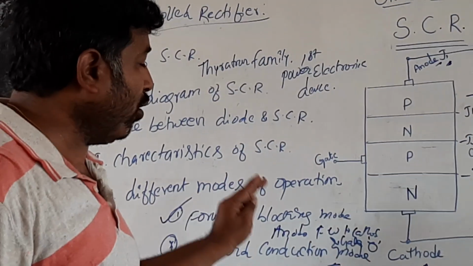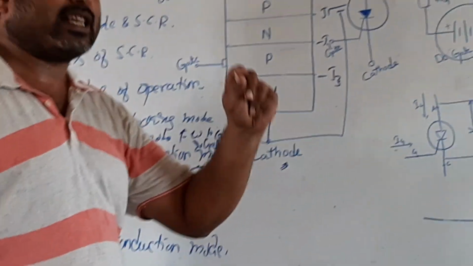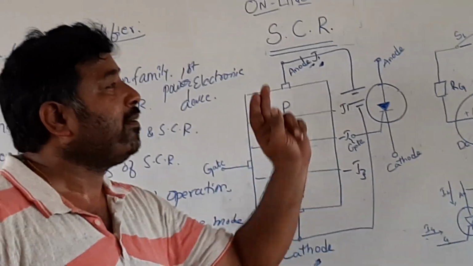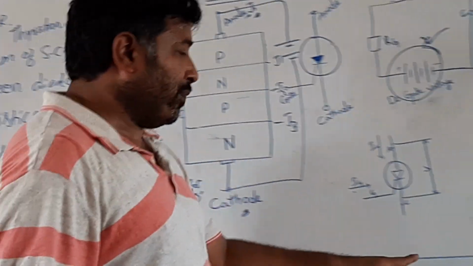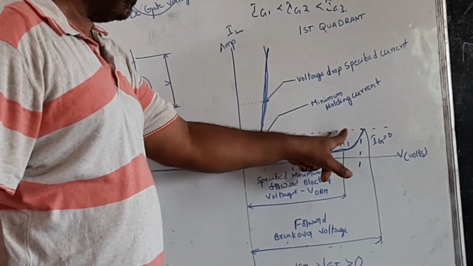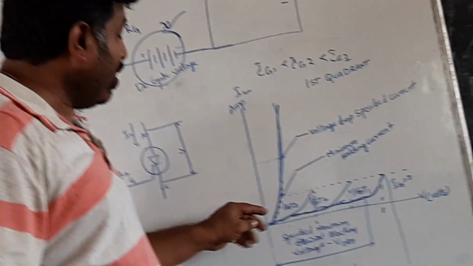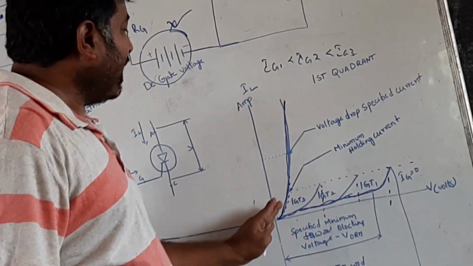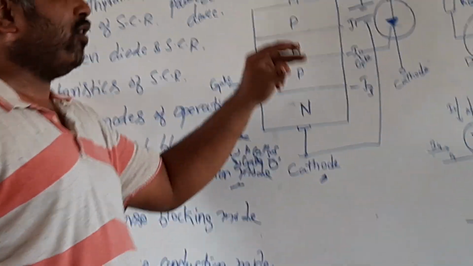In case of forward blocking mode, we are not applying gate voltage. On the other hand, in case of forward conduction mode, we are applying gate voltage. By applying gate voltage, the forward breakover voltage reduces like this, and on the application of a small voltage into the gate, current is supposed to be increasing rapidly. This is the most important function of SCR.